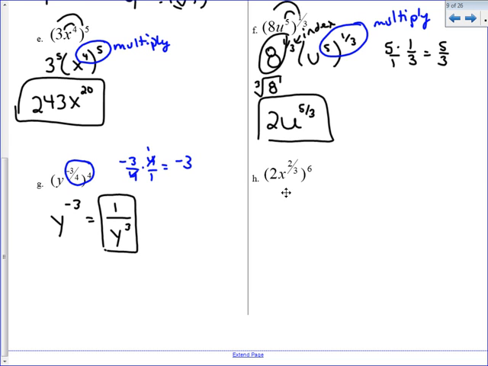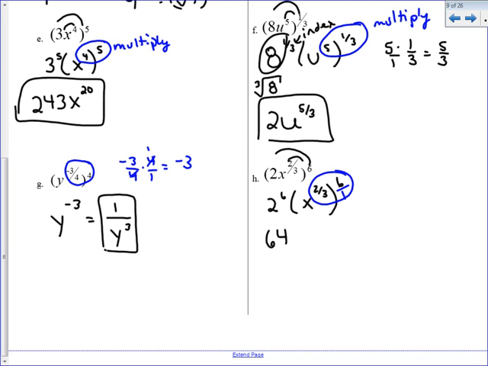And then for h, what do I need to make sure I do with that 6th power? Distribute it to both of those bases. So I've got 2 to the 6, x to the 2/3 to the 6. And then 2 to the 6, just put that into your calculator. 64. And then what do I do with these exponents right here? Multiply them. So we could put that 6 over 1.